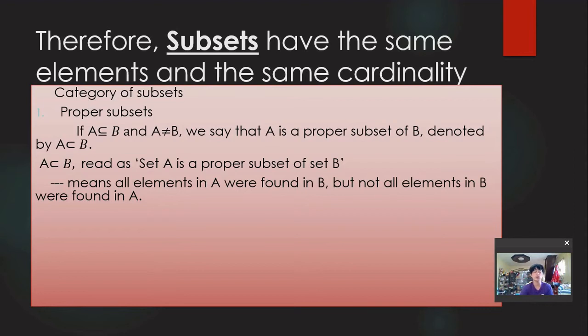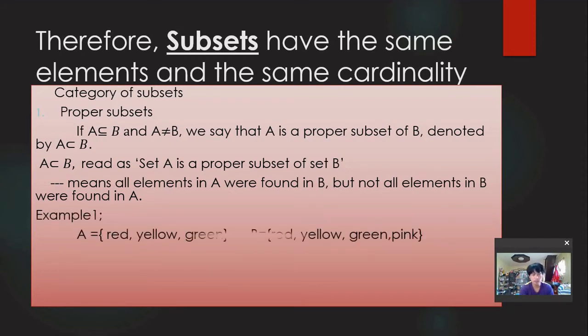Now, if we compare the two sets, we will say that B is greater than A. But all of the elements of A were found in B. Okay, let's have an example. Example number one. Set A, whose elements are red, yellow, and green. Set B, whose elements are red, yellow, pink, and green also.